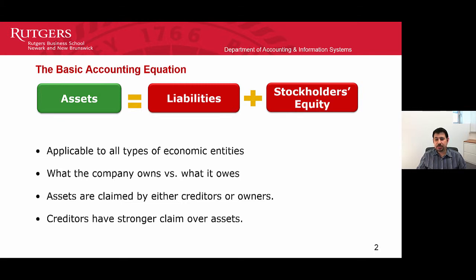And generally speaking, creditors have a stronger claim over the assets than owners do. So in other words, if the company goes bankrupt, creditors get their money first, and then later on, whatever remains is distributed to the owners.